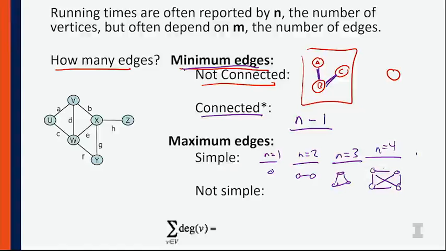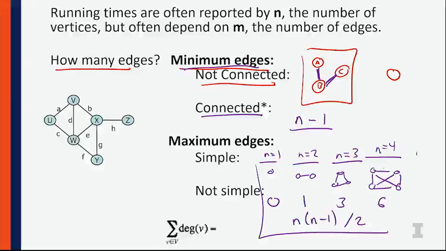When n equals 1, the number of edges is 0. N equals 2, edges is 1. N equals 3, edges are 3. N equals 4, we have 1, 2, 3, 4, 5, 6 edges. So this looks like a nice repeating sequence. And we can define this to be our nice arithmetic sum of n times n minus 1 over 2, which is equal to the order of n squared total edges.